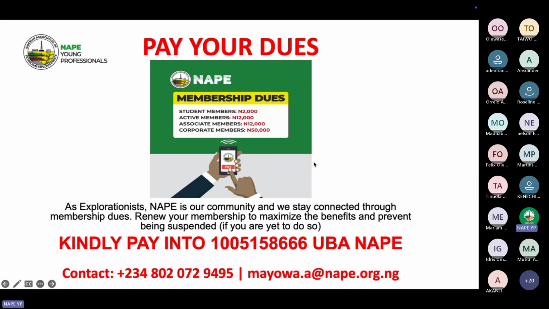Meanwhile, for the main conference, which is coming up in November, NAPE YP, we have the privilege of paying 50%. If you are an active member, you are paying 50% of the money. Usually you're supposed to pay 100,000 naira, but for now you're paying 50,000. So I want us to utilize this opportunity before it closes, or before we reach the maximum number of people we can accommodate for this slashed price.